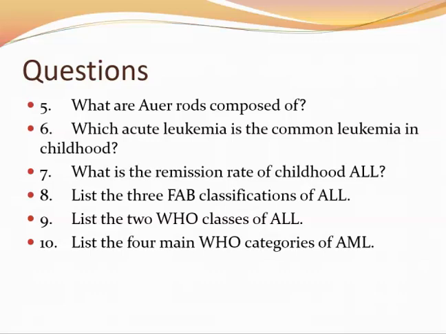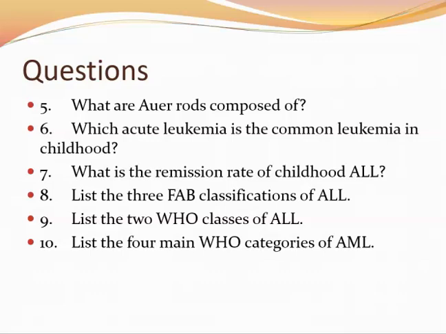Again, this is just another slide of review questions. Pause it and try to answer them on your own before you go on and listen to the answers. Question number 5. What are Auer rods composed of? The answer is fused granules. Number 6. Which acute leukemia is the most common leukemia in childhood? The answer would be ALL. Number 7. What is the remission rate for childhood ALL? The answer would be 95%.